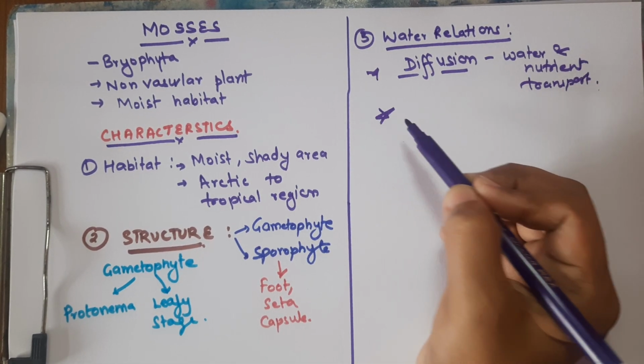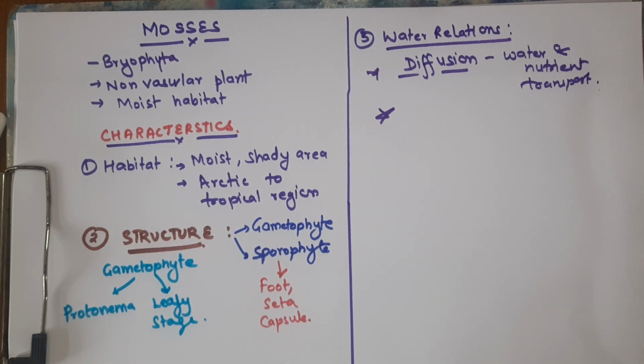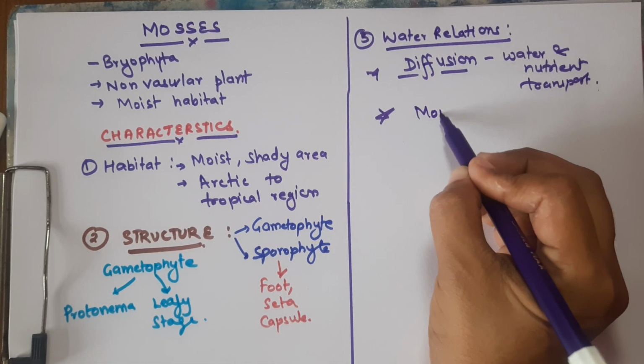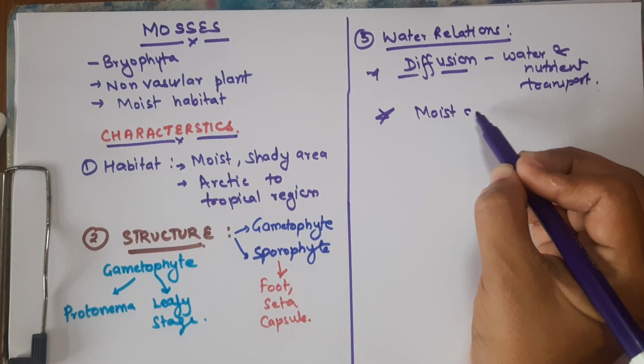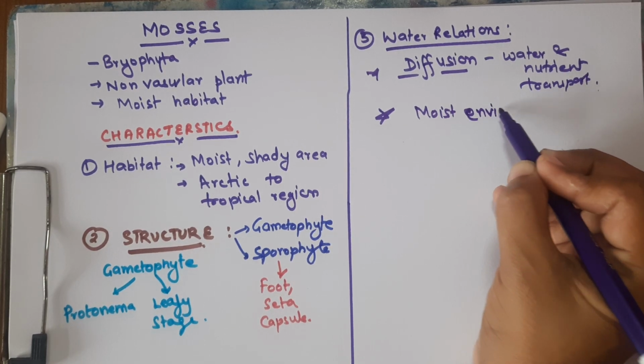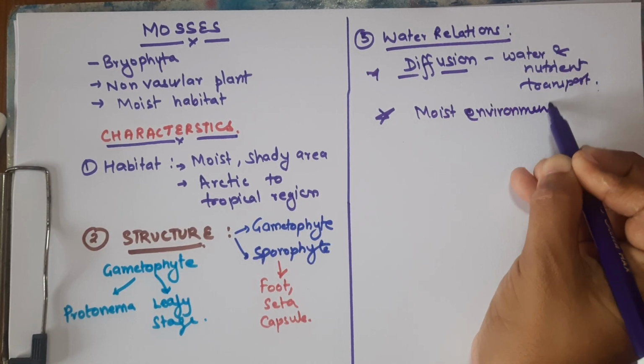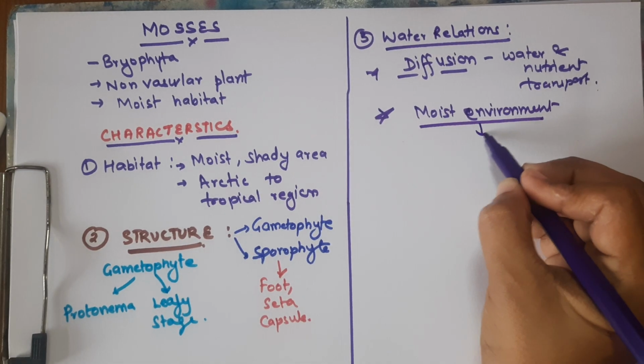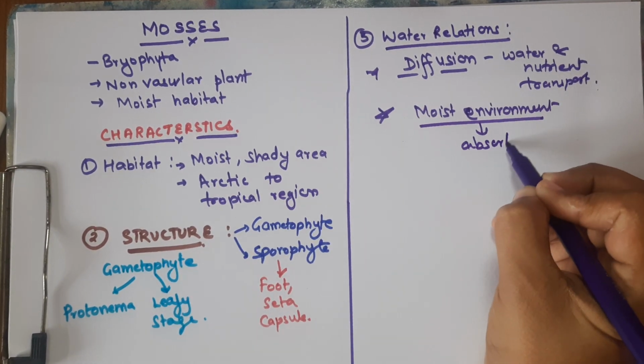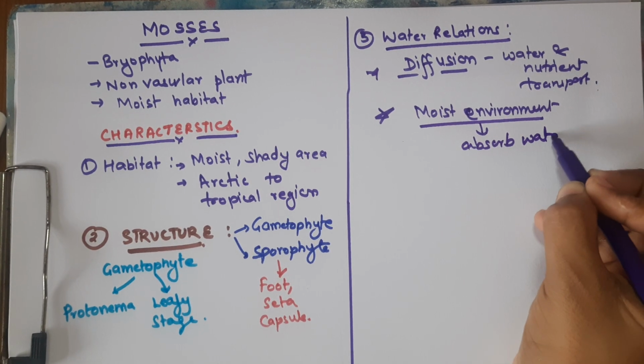So this is one of the reasons, students, why they are found in moist environments, because in a moist environment they will directly absorb the water. The mosses absorb water directly through their surface.